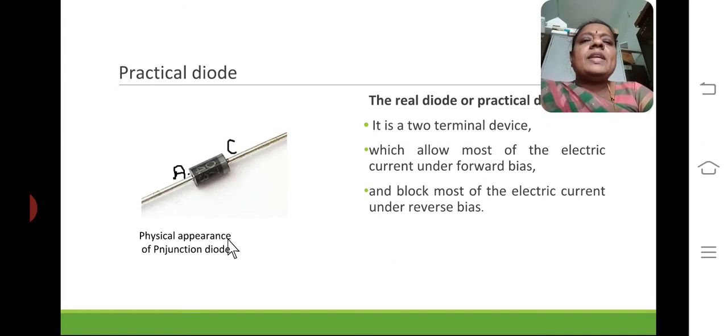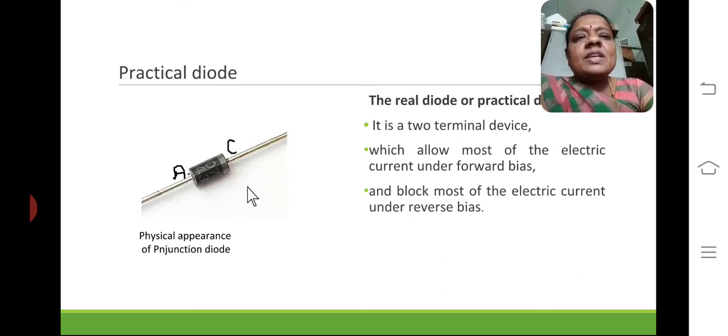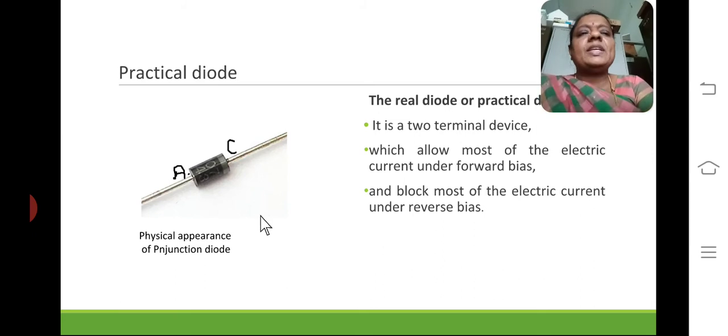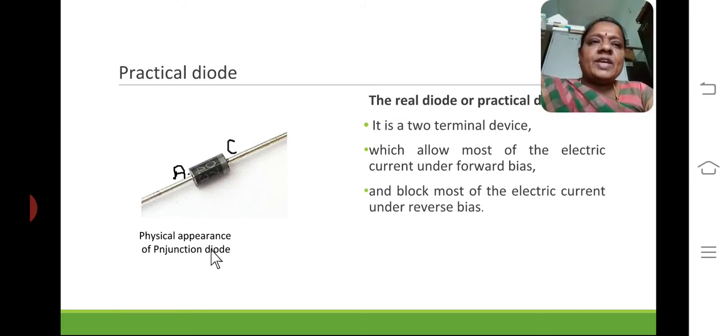How is it appearing? It is appearing like this. Okay, I think you may have seen this, some of the students in the PUC. Here, whatever you are seeing, this silver color symbol is the cathode, nothing there is the anode, and inside, whatever you are seeing, is a number. Okay, this is the practical representation of the PN junction diode we have studied till now.